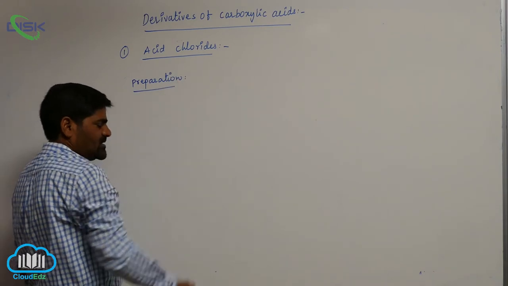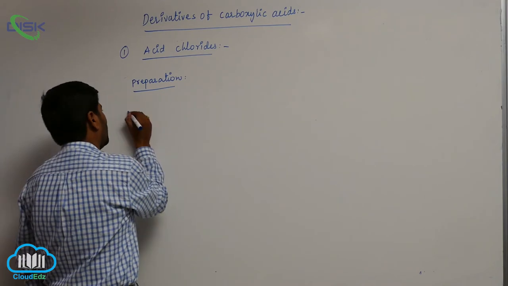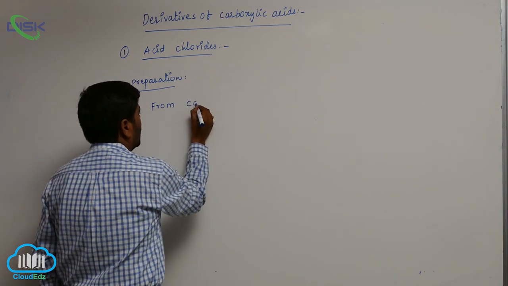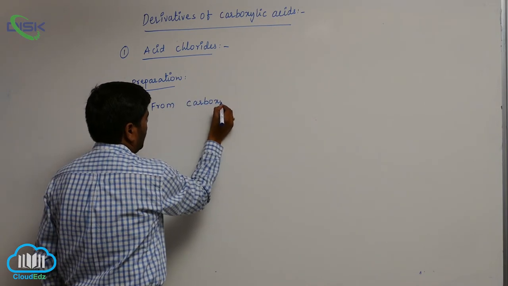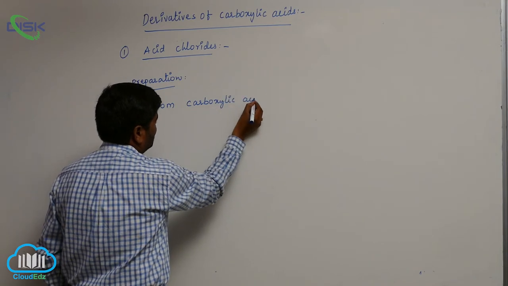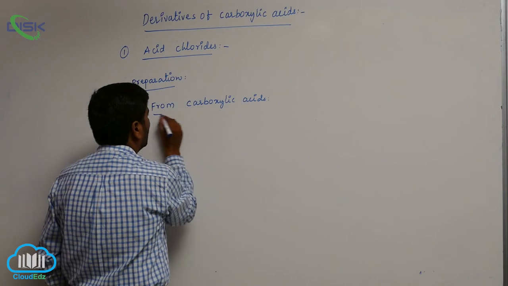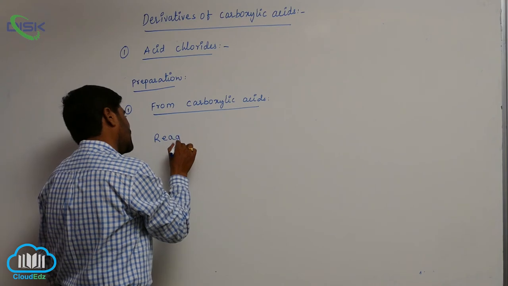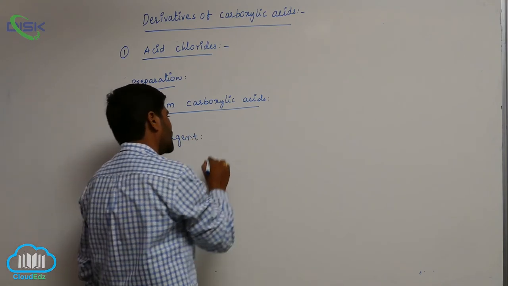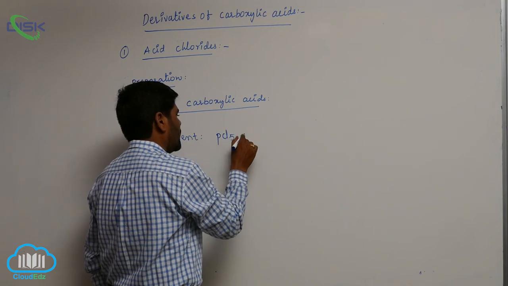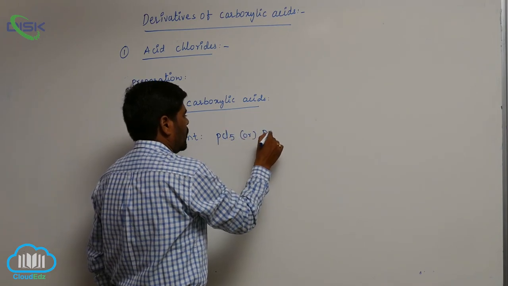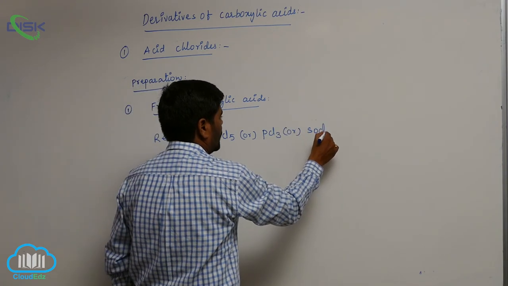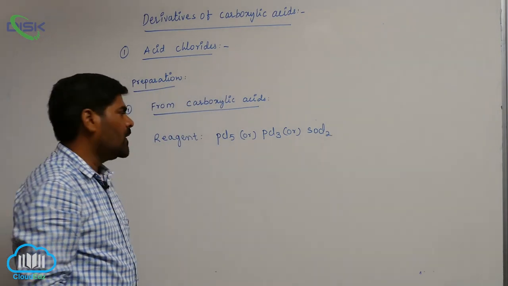Next, preparation of acid chloride. Number one is from carboxylic acids. The reagents are phosphorus pentachloride, phosphorus trichloride, or thionyl chloride.